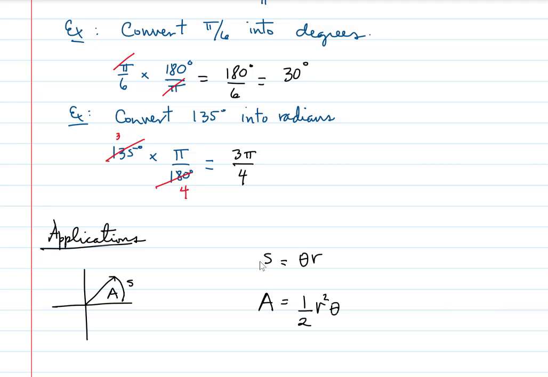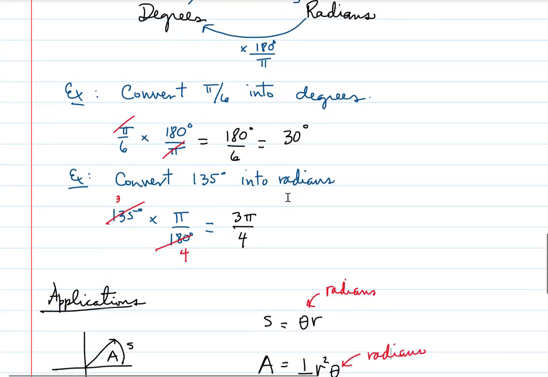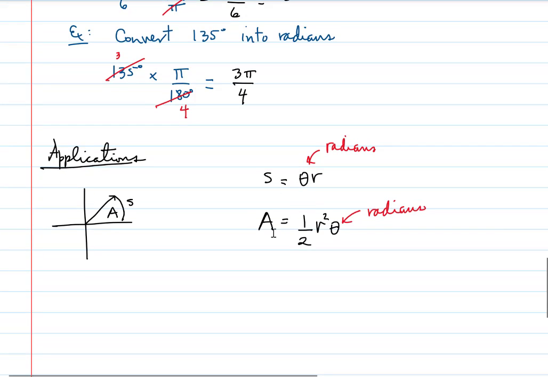The important thing about these formulas is that if you're going to use them, these thetas have to be in radians. That's important. I mean, you can derive formulas for this same arc length and area in terms of degrees, but it will be a little bit more involved. You have to do the conversion. So just make sure if you're going to use these formulas, always use the angle in radians. And if it's not in radians, then you can use your conversion factor here to get it in radians before you plug it into these formulas.